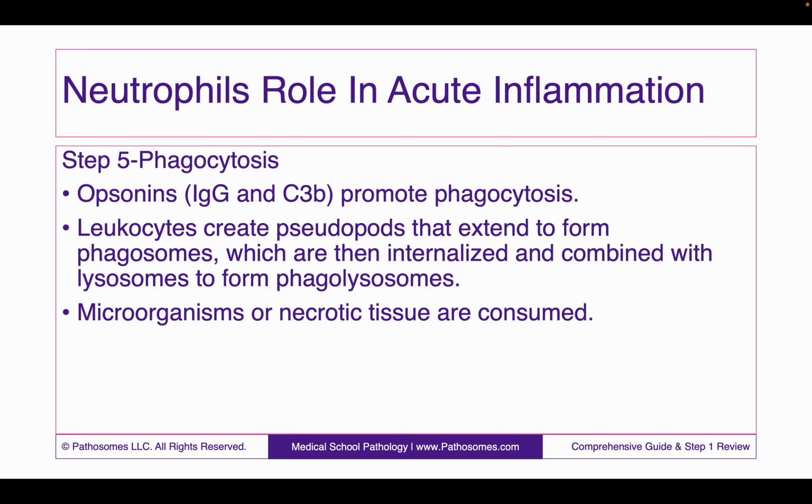In step 5, we have phagocytosis. Opsonins IgG and C3b promote phagocytosis. Leukocytes create pseudopods that extend to form phagosomes, which are then internalized and combined with lysosomes to form phagolysosomes. Microorganisms or necrotic tissue are then consumed, hence phagocytosis.